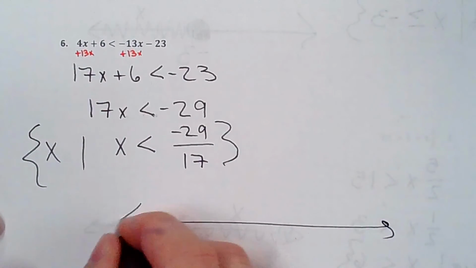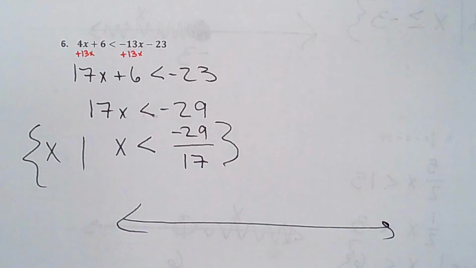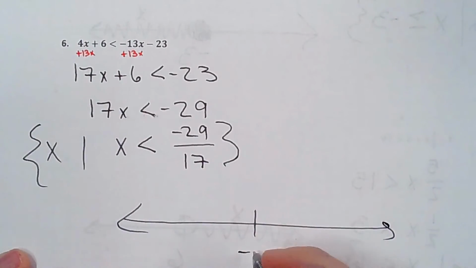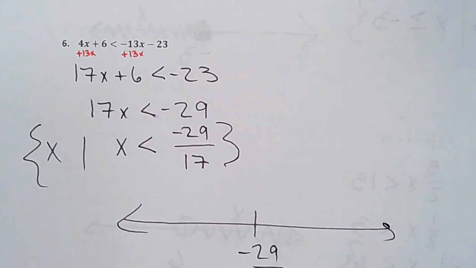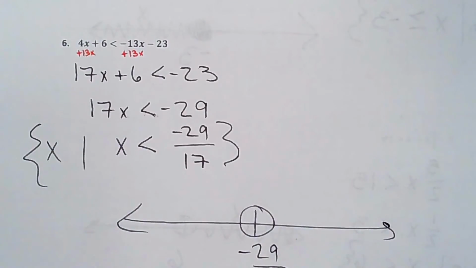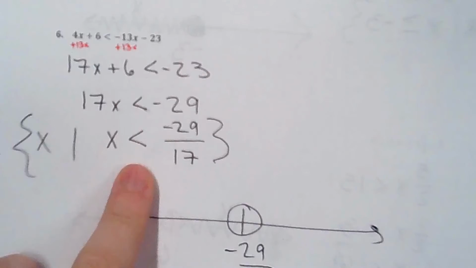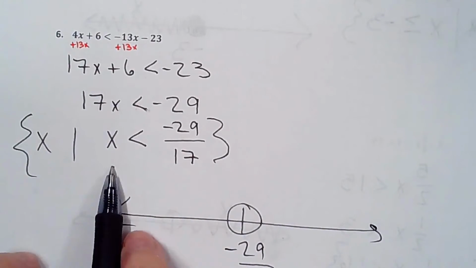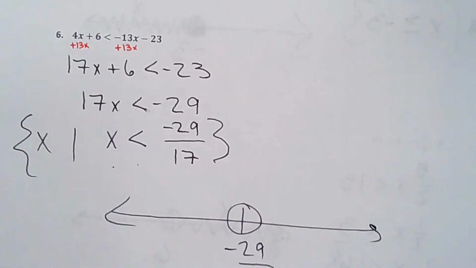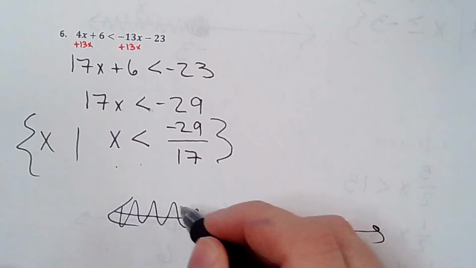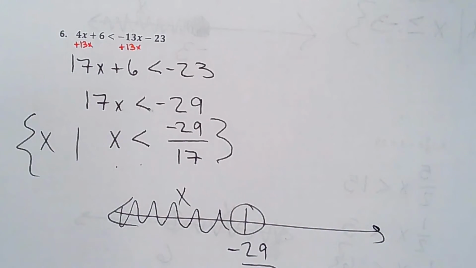Now let's graph it. Oh no, where's negative 29 over 17 on the number line? It's right here. Because I said so. Open or close circle? Open. All day. Open. Read from the variable. X is less than that. Well, which side is less than? Left. Every time. Less than is to the left.